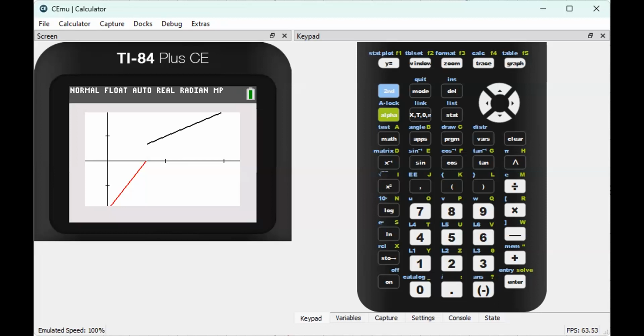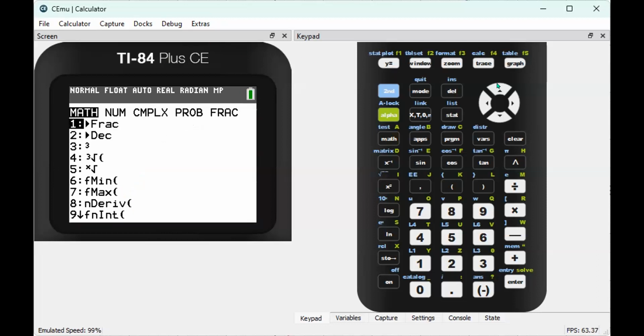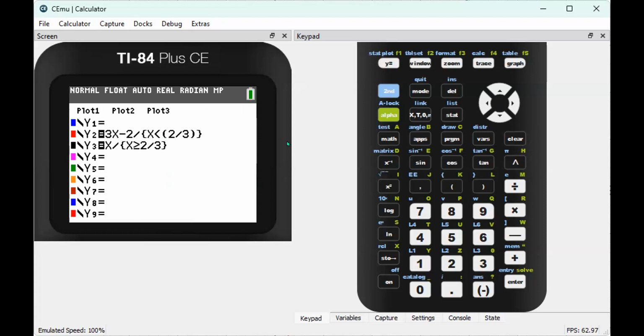Is that okay? The new version TI-84 Plus CE will give you the piecewise option under math. Like math, then you scroll up to piecewise option B. But in the older version of the calculators, you gotta do it piece by piece like this. 3x minus 2, then put a divide symbol. The slash there means divide. Open a curly brace, then you put in the condition. x less than 2 over 3. Likewise for the other guy, slash, open curly brace, x more than equals 2 over 3.